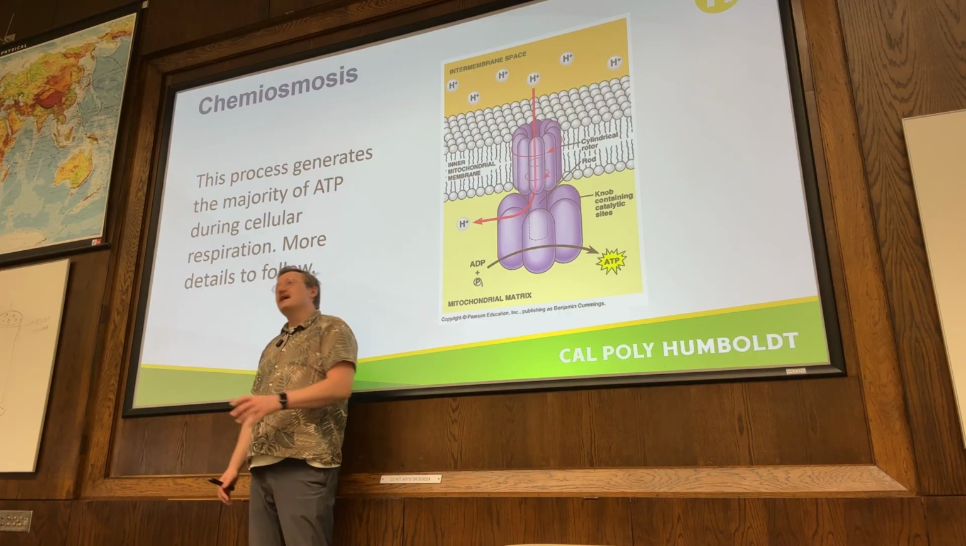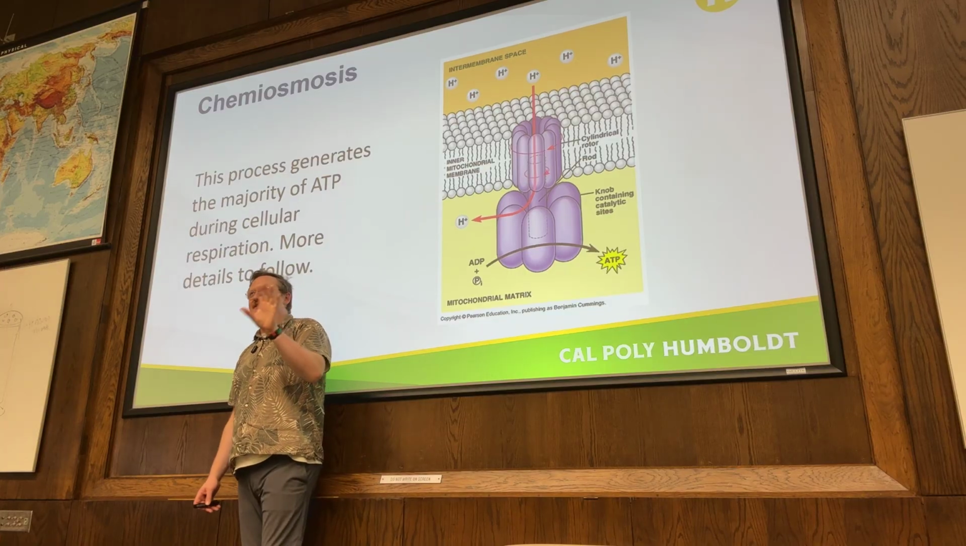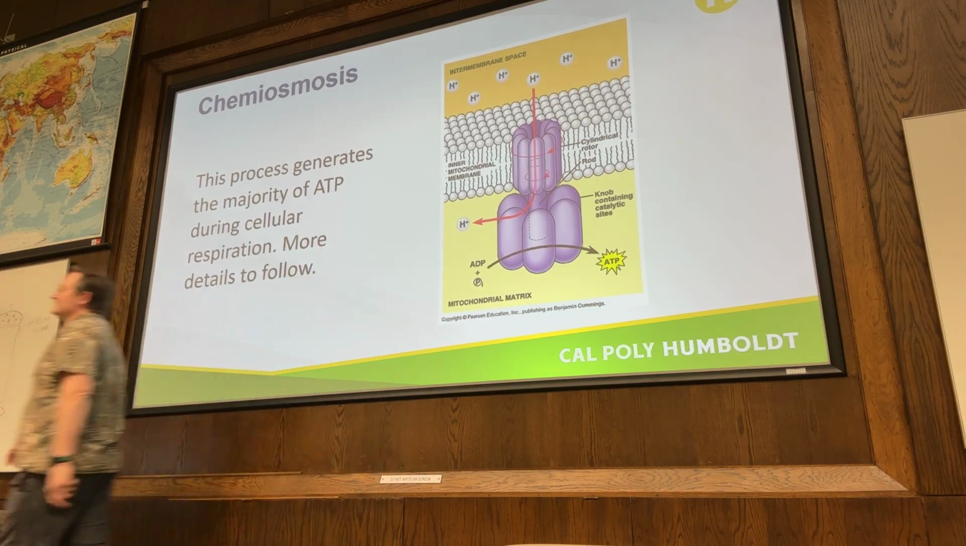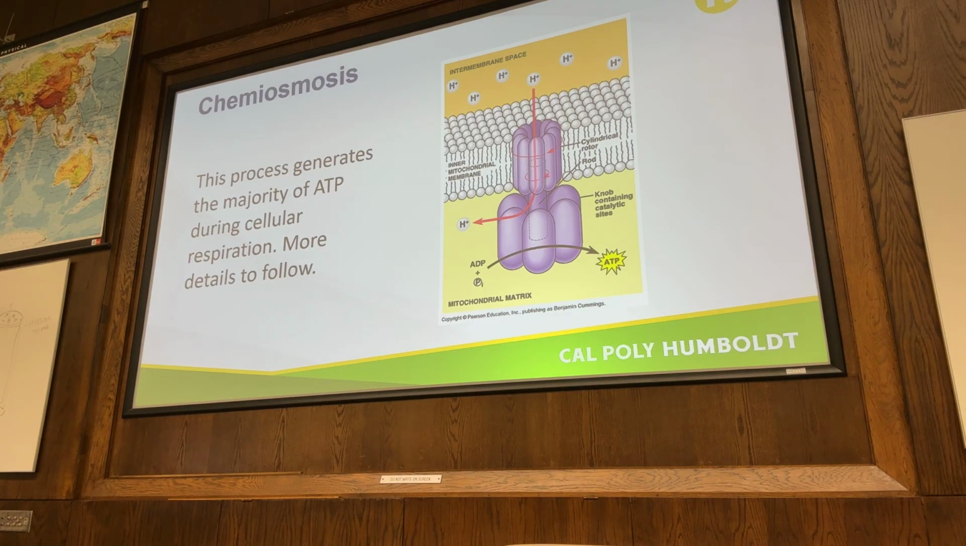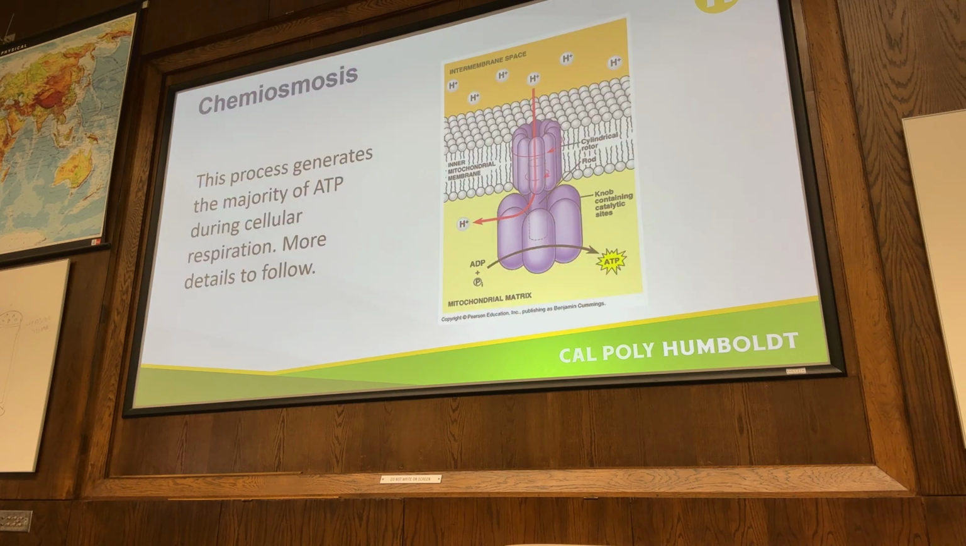We are going to talk more about what pumps the protons, but I just want you to see substrate level phosphorylation and chemiosmosis. So we have substrate level phosphorylation and then chemiosmosis. And this is where the majority of the ATP generation is going to come from.